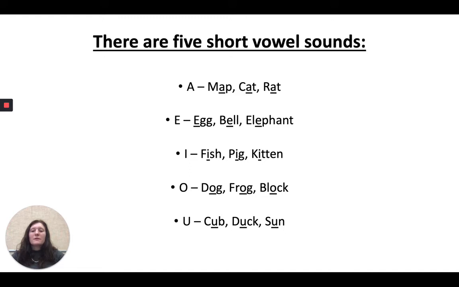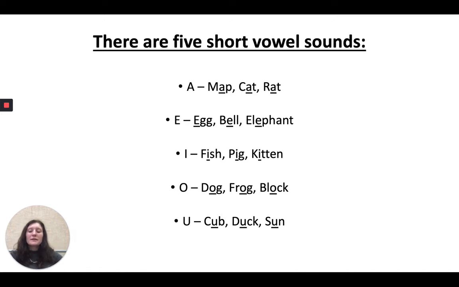Next up we have the short vowel I sound, and we see that in the words fish, pig, and kitten. And so in these words we hear the short vowel I as I. Next up we have the short vowel O sound. We hear the short vowel O sound in the words dog, frog, and block. So we hear the sound in the short vowel O.